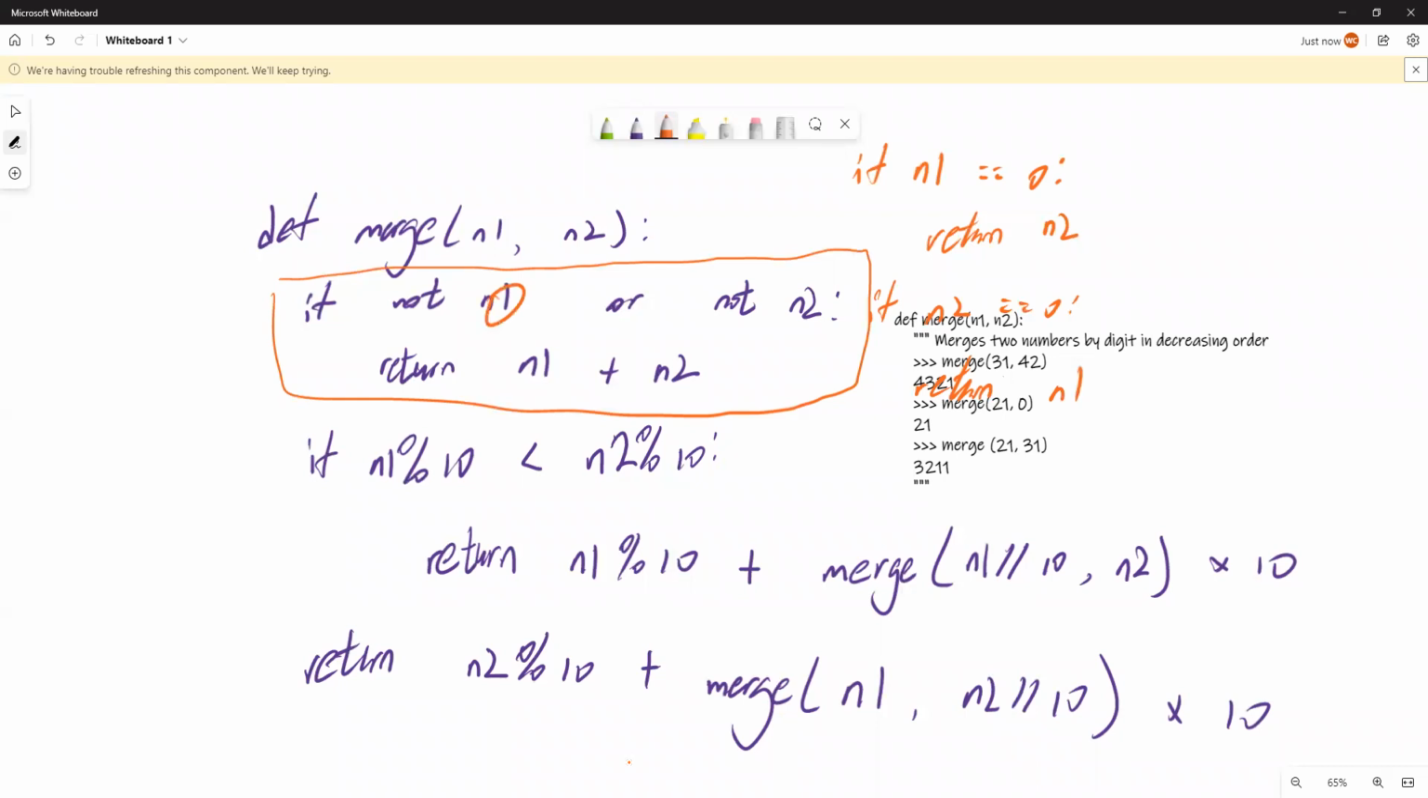Not 0 means 1, and 1 is True, right? So 0 plus n2, maybe n2 has the value, right? n1 is just 0. So n1 plus n2. We don't care which one, as long as one of them is 0, we can add the other one. So that's the simplest way to solve it.